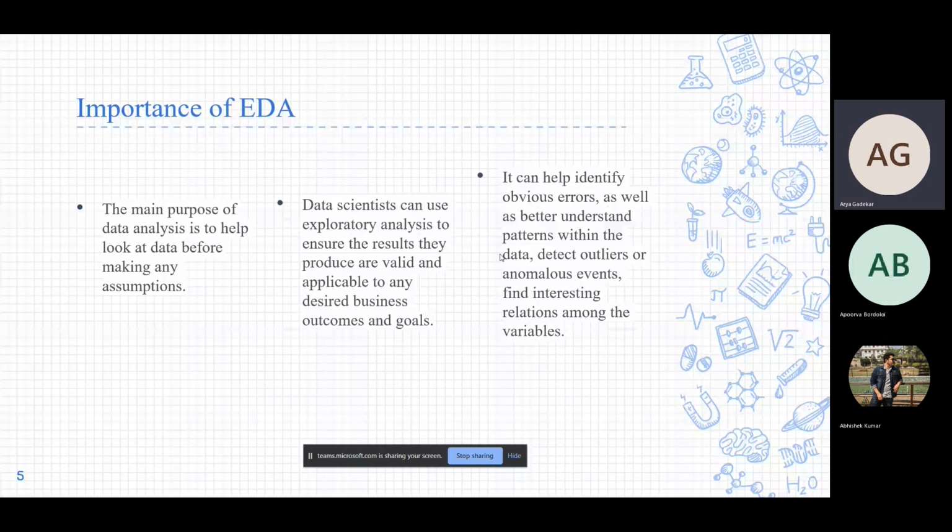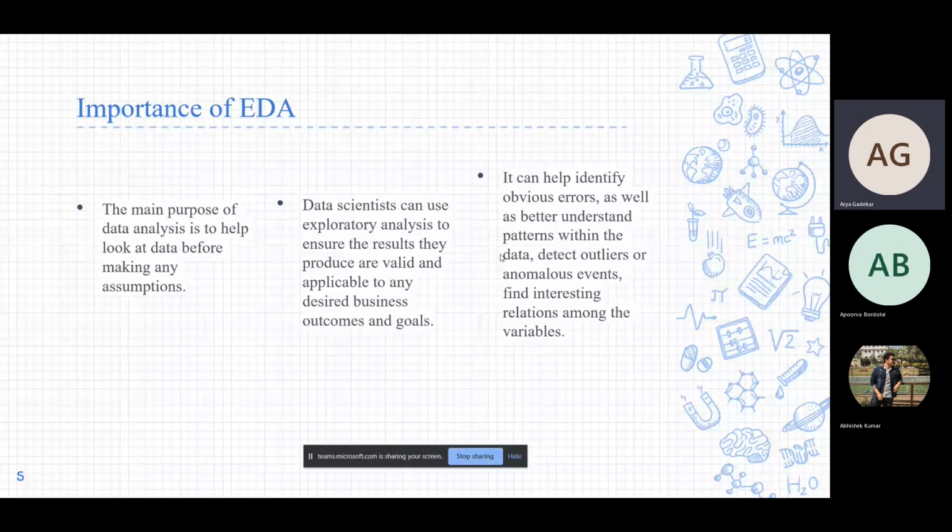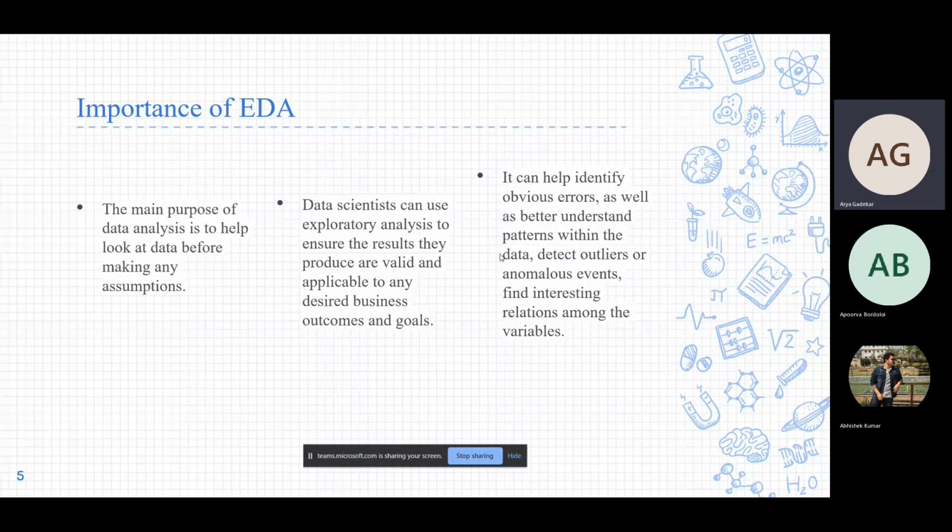It can help identify obvious errors as well as better understand patterns within the data, detect outliers or anomalous events, and find interesting relations among the variables. Exploratory data analysis is very helpful in our lives because it helps us visualize data, and visual data is far better and more understandable than the raw data. Now I would like to give it to Abhishek.